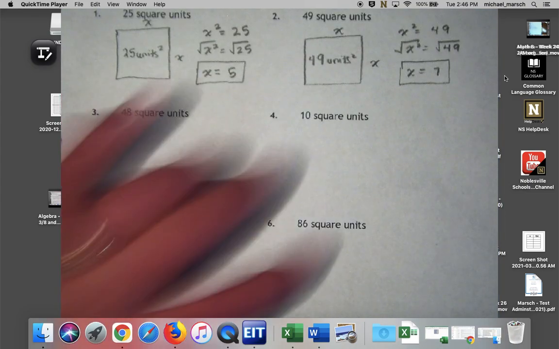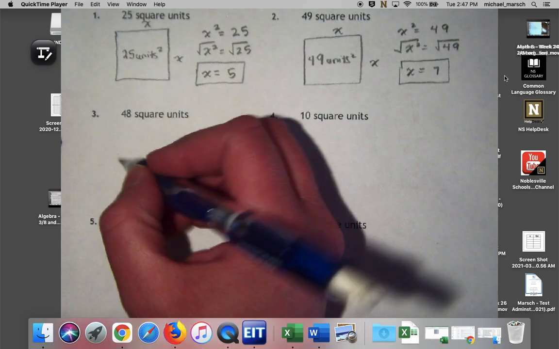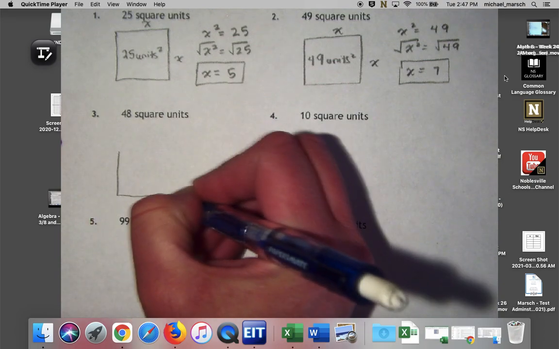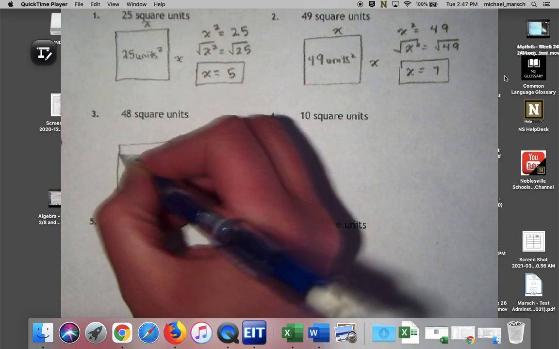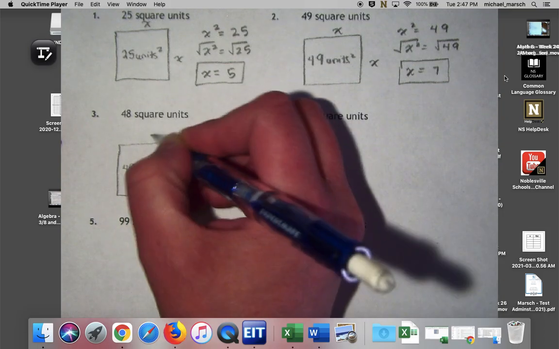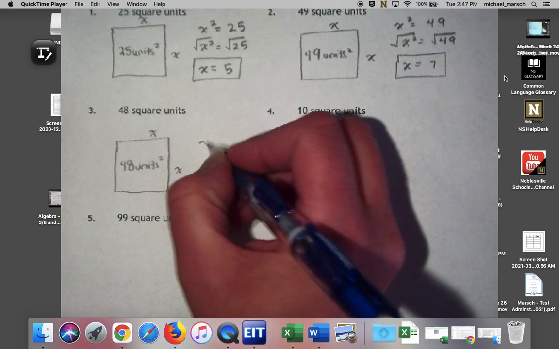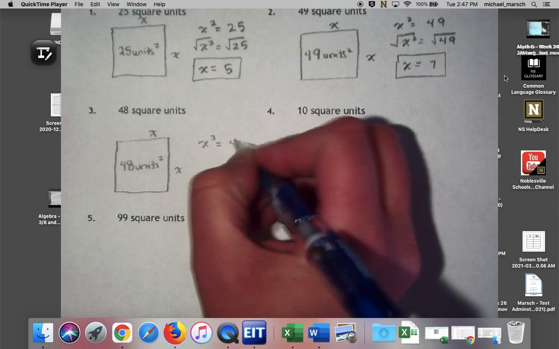All right. So these next 4 are clearly not perfect squares, right? We don't know an exact value times itself that equals that number. We don't have whole numbers. So we're going to do the same process. We still have a square, and we still have our x's for our side lengths. 6.9. So we're going to have x squared equals 48.